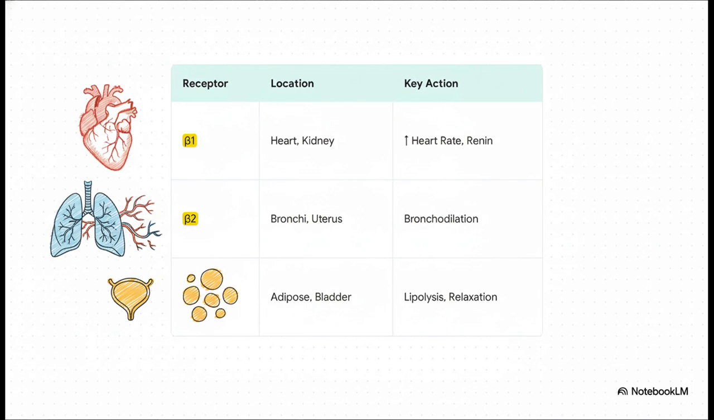But this story doesn't end there. It turns out beta is not just one receptor, it's a whole family. We have beta 1, beta 2, and beta 3. And the location is key.